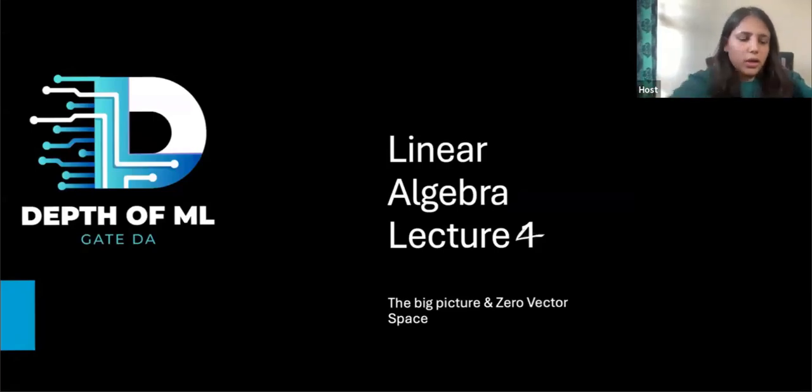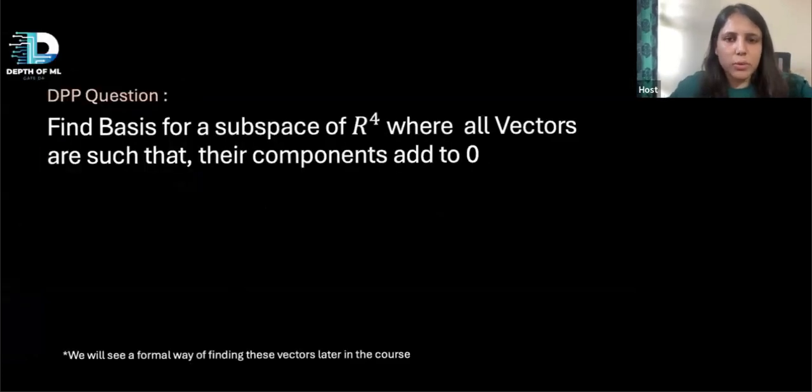So today, I'm going to talk about all the things that we have covered before in the last three lectures. And I will mainly focus on the zero vector and zero vector space, which was coming up in the last lecture. So let's get started. But first, we'll solve the DPP that we had yesterday.